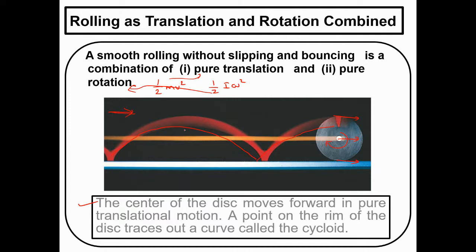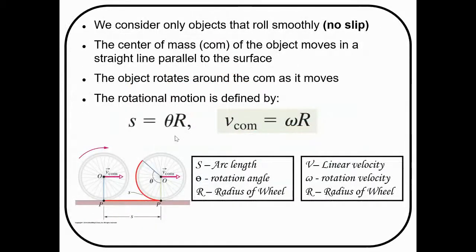It will just make this type of trace, and that trace is called a cycloid. So if any object is rolling, it must exactly focus on its center of mass. We already studied the concept of center of mass in chapter number 9. Am I right? Okay, let's come to this slide.